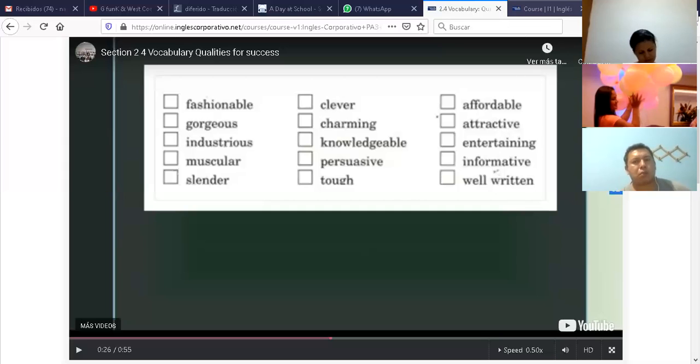Next one, informative. Information that is useful? Useful as far as information. Good information? Useful information? You read the newspaper. Super Selectos is informative right now because they let you know when you can go out according to the last number of your ID. Information you cannot find easily in other governmental institutions. But that's a different animal.